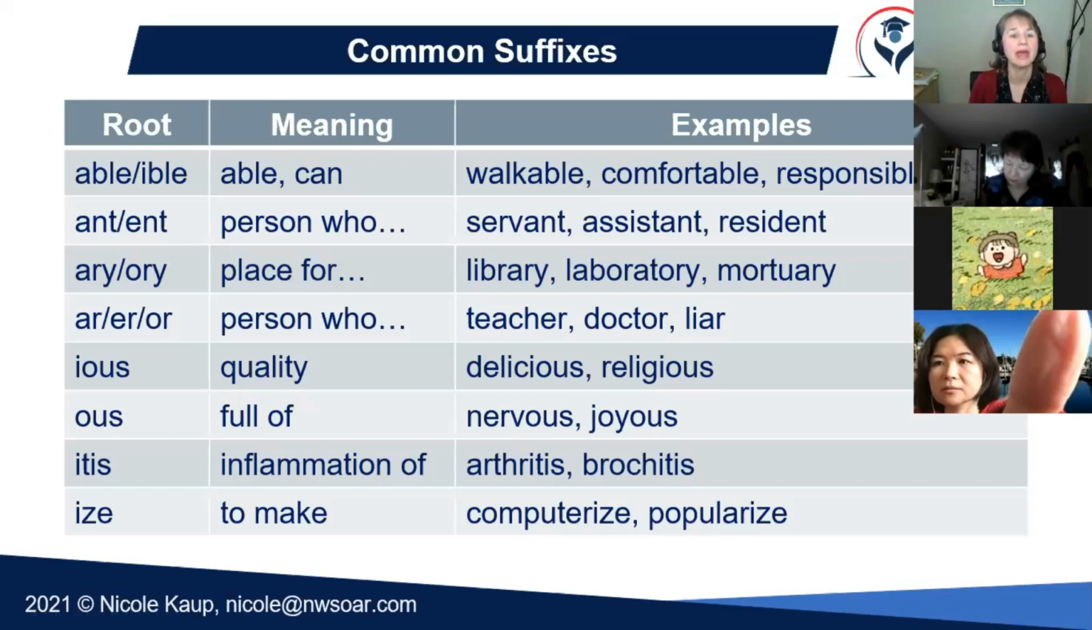Okay. ANT or ENT is a person who. So a servant is a person who serves, an assistant is a person who assists, a resident is a person who resides or who lives somewhere.